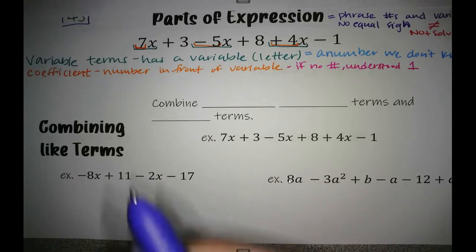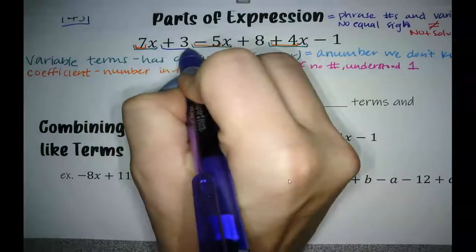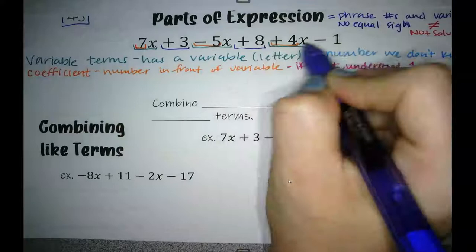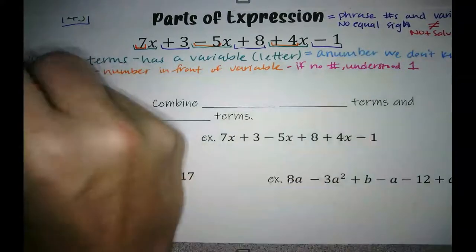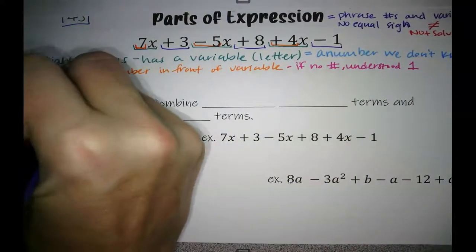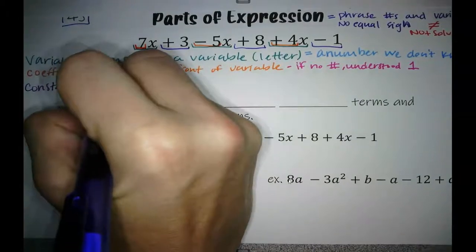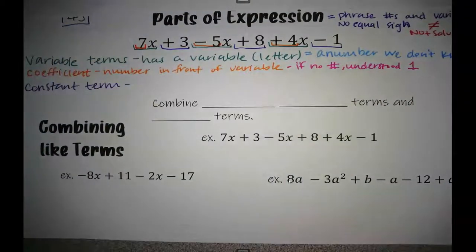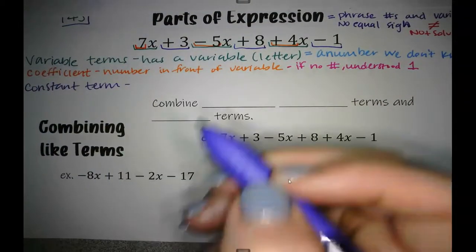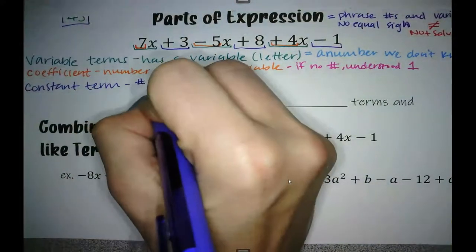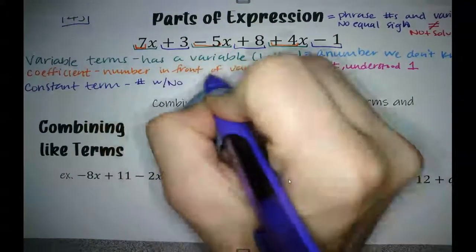All right, and then our other part of our expression is our constant terms. Constant term. And this is just our numbers with no variable.